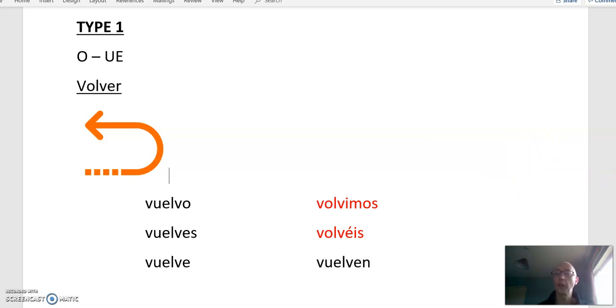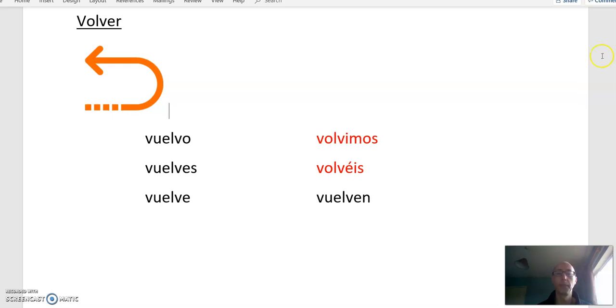So you can see that two forms are in red. Why are they in red? Why are they different? Well, we can see volver has the O. Volvimos has the O, and volvéis has the O as well. So they're actually regular conjugation. The nosotros and the vosotros form are always regular. In the others, the O changes to UE. So just to repeat, vuelvo, vuelves, vuelve, volvimos, volvéis, vuelven. All O to UE verbs act like this.